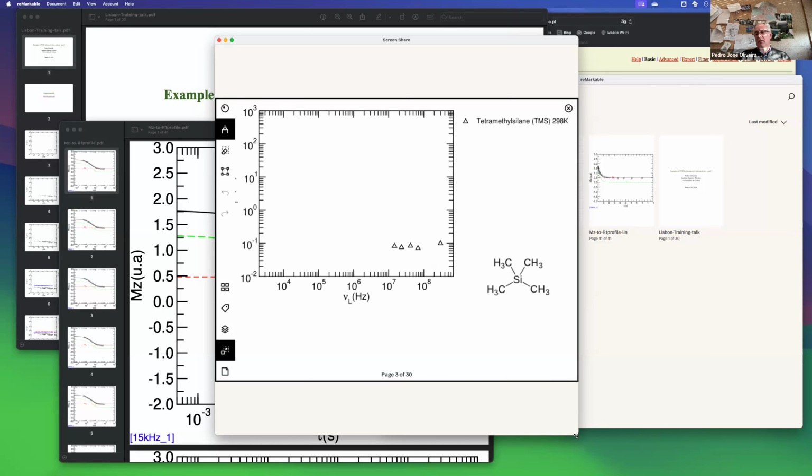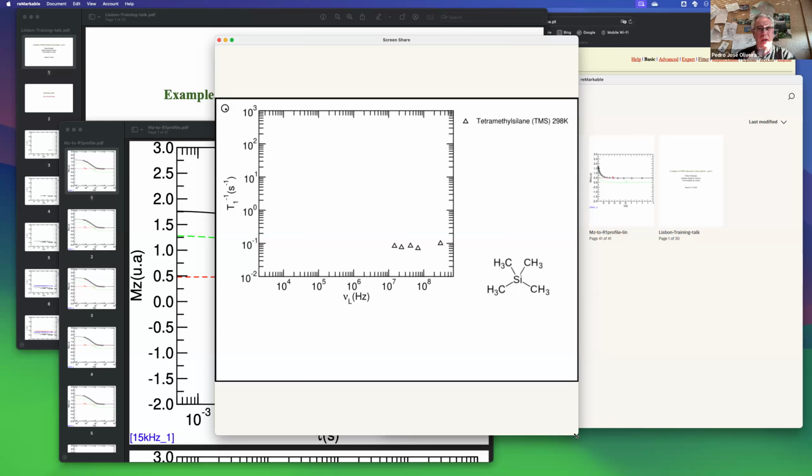Okay, so let's start with the most simple compound I came across. This is tetramethylsilane, which is usually known as TMS. It's a compound that is used in NMR spectroscopy as a simple compound to calibrate our frequency scale. Well, there are some technical aspects about this.